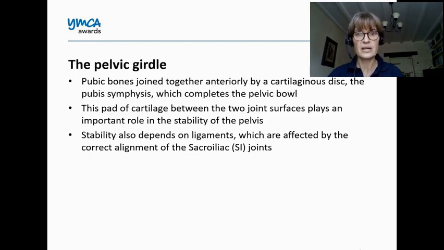And this pad of cartilage, which is between the two pubic bones, that's important in stability and actually changes in pregnancy. And also we talk about stability being more important around the pelvis than around the shoulder girdle. We need more mobility in the shoulder girdle, more stability in the pelvic girdle. And this is affected by the ligaments and the alignment of the sacroiliac joint. Hugely important.